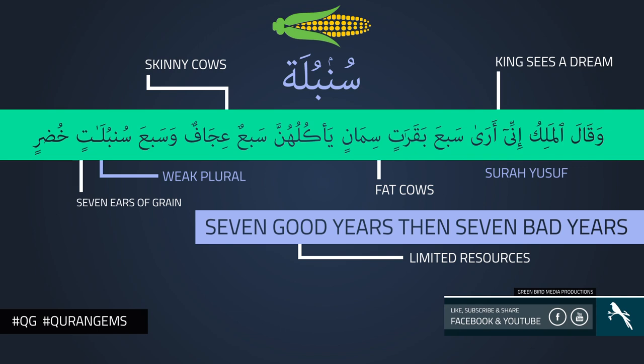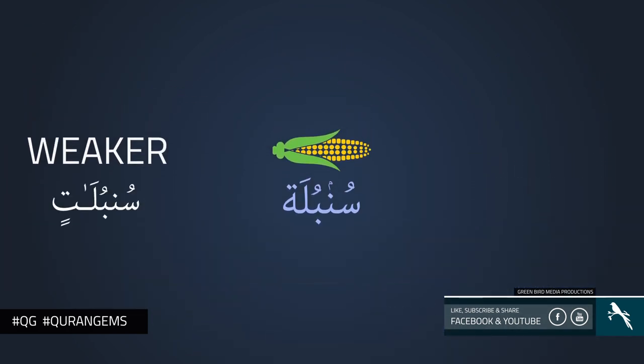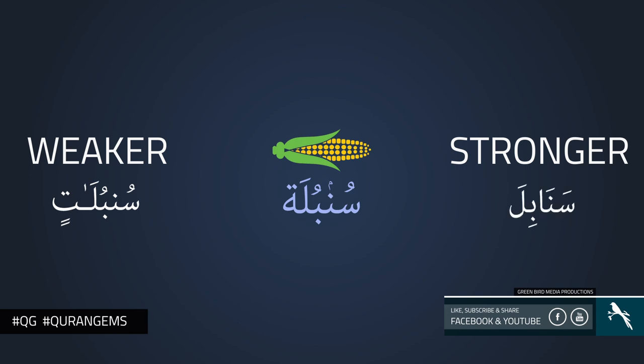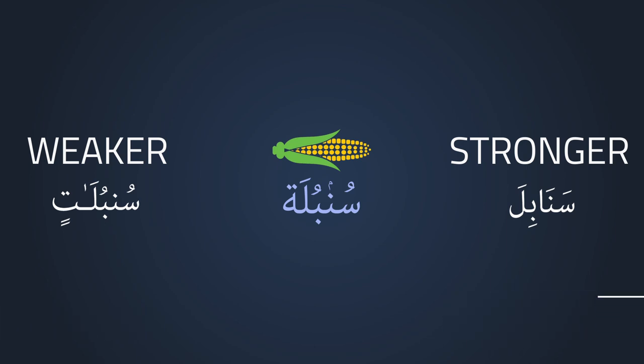Is this a context of more powerful or weaker? Weaker. In the weaker context, Allah used sumbulat. In the more powerful context, Allah used sanabil. It's the same word, it's the same number. Are we capable of doing that as human beings? Subhanallah. Just the way Allah describes a single word. A single word.